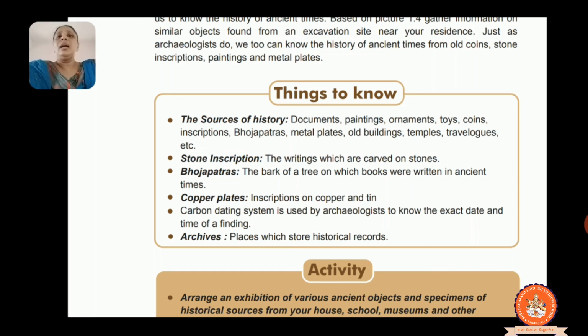I told you about four types of things through which we know about what happened in the previous time. First is Bhojpatra and Tadpatra, which are written on the bark of trees, and third is stone inscriptions and copper plate inscriptions. Stone inscriptions are written on stone, and copper plate inscriptions are written on copper plates. Okay, and archives are the places where the history records are situated.